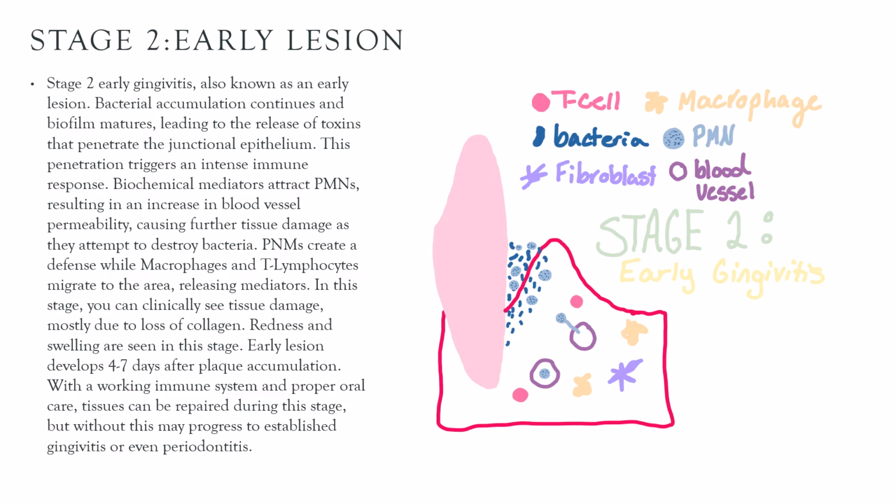The second stage of the pathogenesis of periodontal disease is the early lesion, also known as early gingivitis. In this stage, we can see bacteria continue to mature. T cells and macrophages enter at this stage to release mediators to try and help destroy that bacteria. Blood vessels also become more permeable, which causes more tissue damage in this stage. In this stage, there is a loss of collagen, and we can see redness and swelling at this stage.